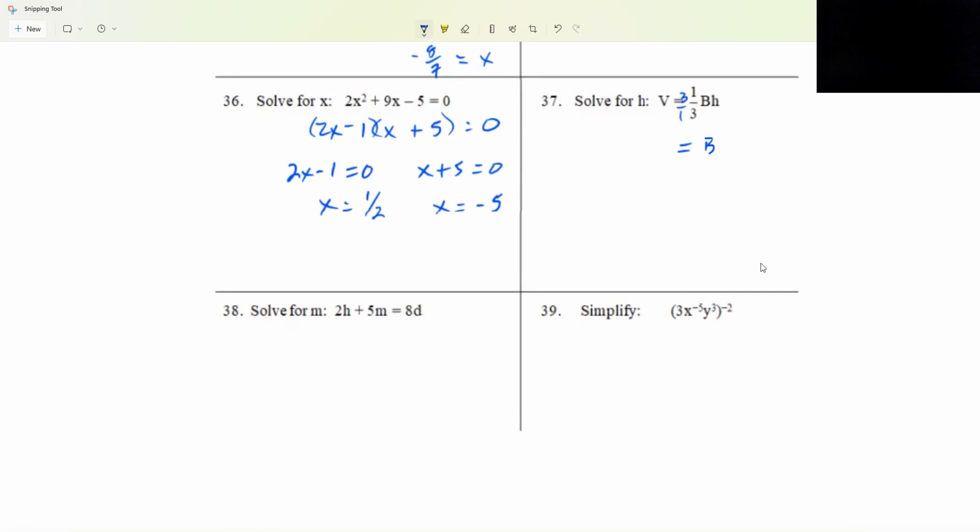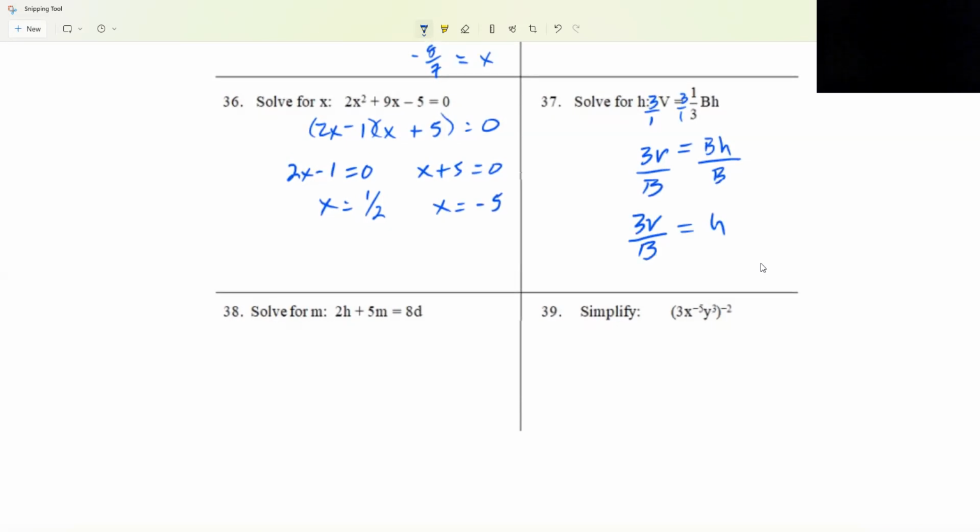So that's going to be BH. And I'll do that same thing over here. So that's going to give me 3V all over 1. I just don't bother putting 1 there. Now I'm solving for H. So let's divide by B. You get H is equal to 3V over B.